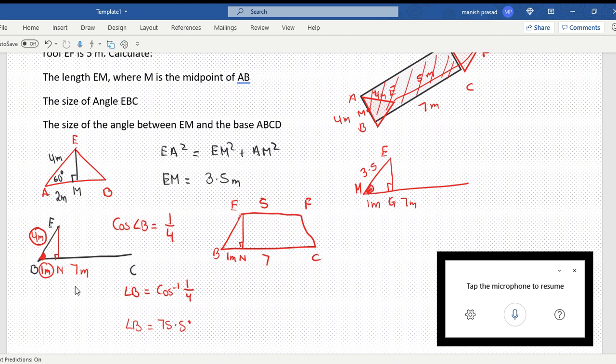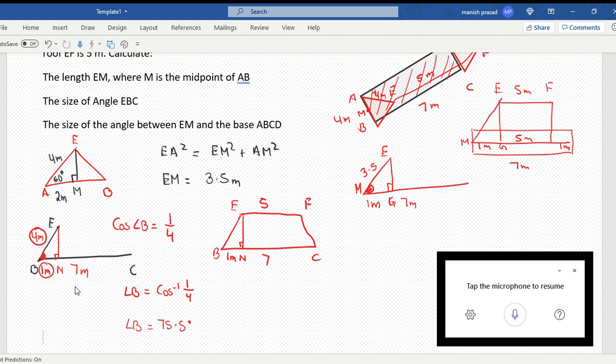Now, why is this 1 meter? Look at it again, okay? This is my EF out here on top. Theek hai? Now, I have the rectangle out here, which is 7 meters. This is 5 meters. If I drop a perpendicular from here and a perpendicular from here, then this will be 5 meters, this will be 1 meter, and this will be 1 meter. So MG, this is my M, this is my G. MG is what? 1 meter.